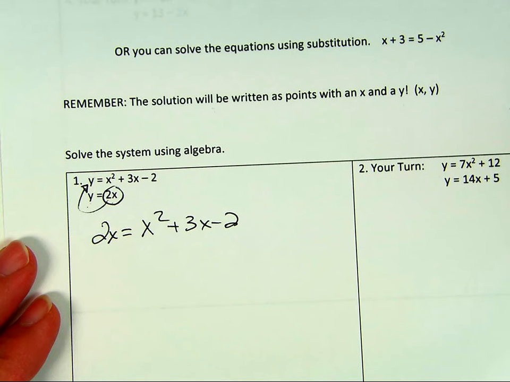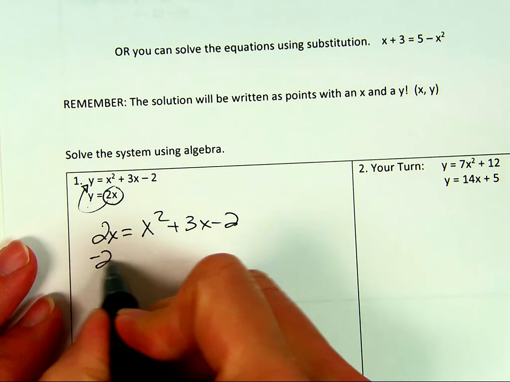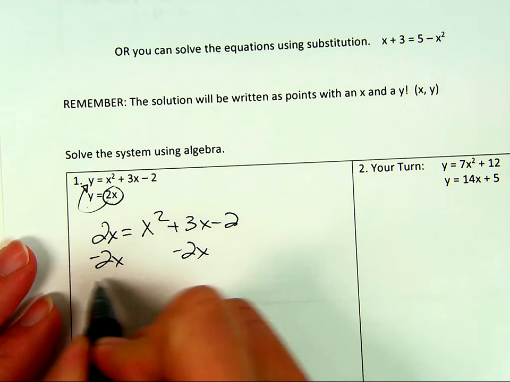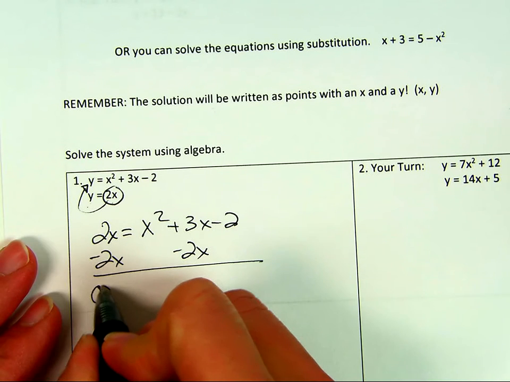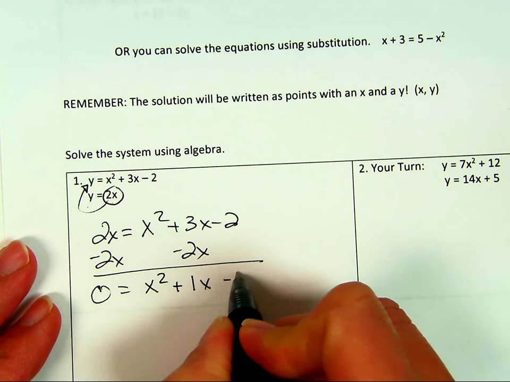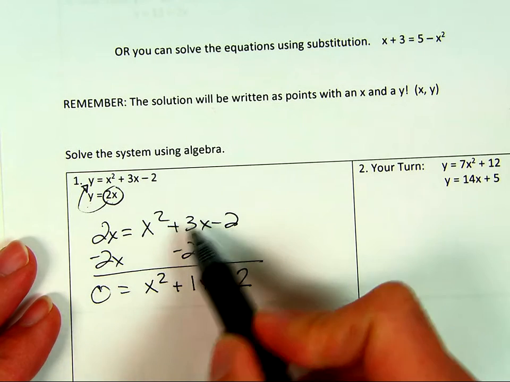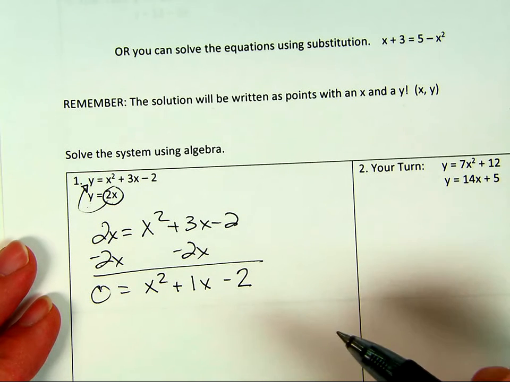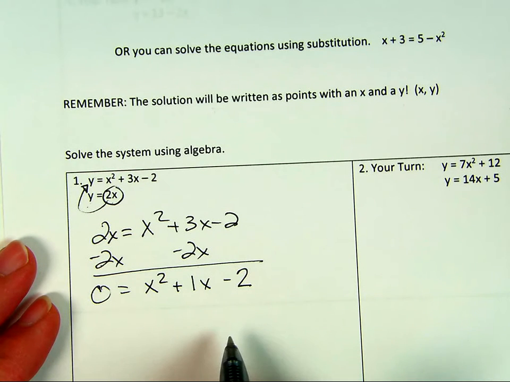I've got to get it in standard form and then choose one of the ways that I want to solve it. Remember, we learned 5 ways. We're not going to do graphing on this one. So x squared plus 1x minus 2. That's what I get when I subtract 2x from both sides. When I look at this, I think, are there 2 factors of negative 2 that add up to 1? Because I could use factoring.